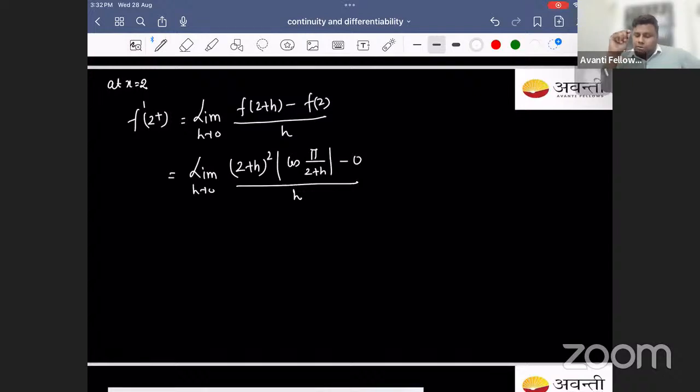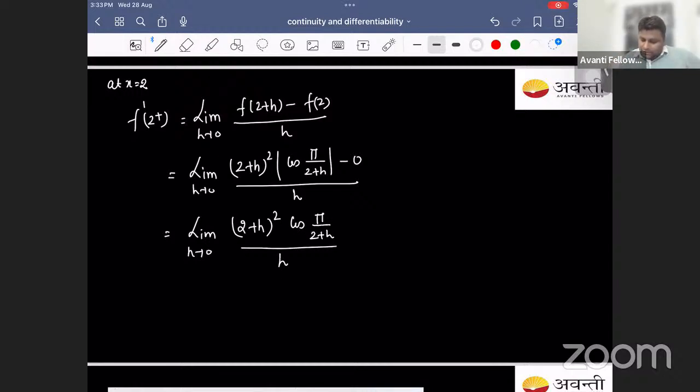Now, pi upon 2 plus h. This quantity is a little less than pi by 2 because the denominator is more than 2. So the value is less than pi by 2. Less than pi by 2 means first quadrant. So it is positive. So it is limit h approaches 0, (2 plus h) whole square cos of pi upon (2 plus h), whole divided by h.